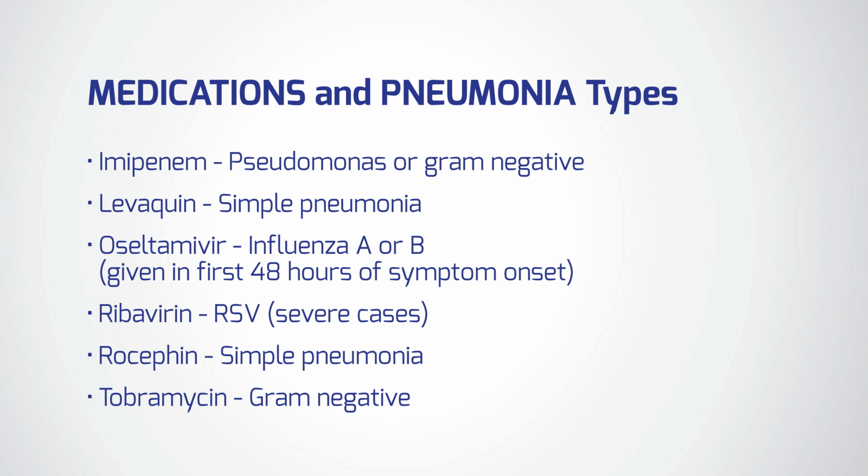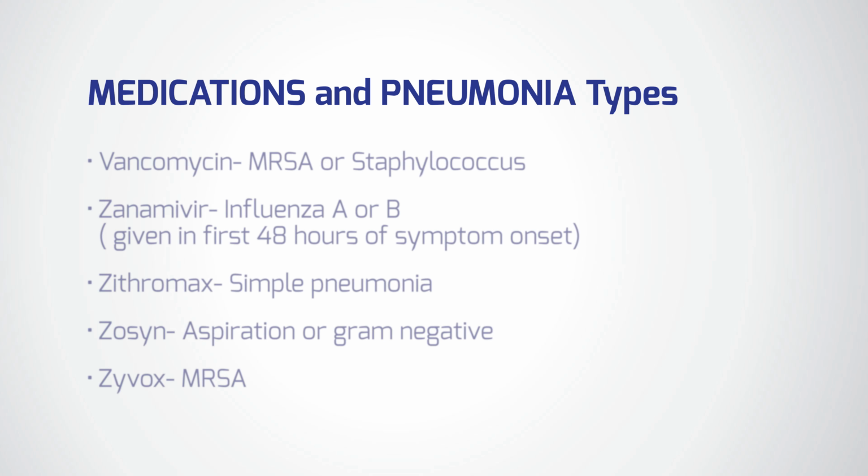Oseltamivir is given for influenza A or B if it's given in the first 48 hours of symptom onset. Ribavirin is given for RSV in severe cases. Rocephin is given for simple pneumonia, and tobramycin is given for gram-negative pneumonia. Vancomycin is also given for MRSA or Staphylococcus pneumonia. Zanamivir is given for influenza A or B, once again if given within the first 48 hours of onset of symptoms. And Zithromax is given for simple pneumonia. Zosyn is often given for aspiration or gram-negative pneumonia, and Zyvox is given for MRSA pneumonia.